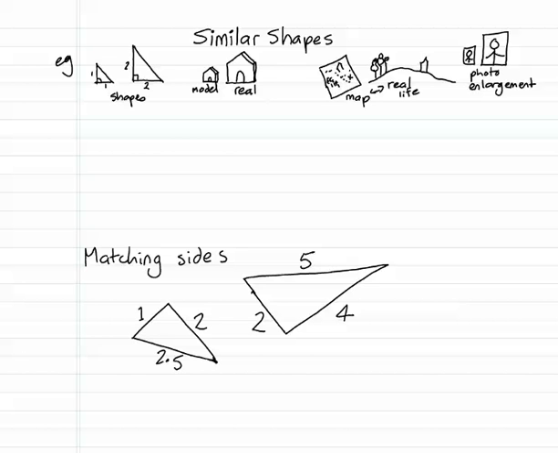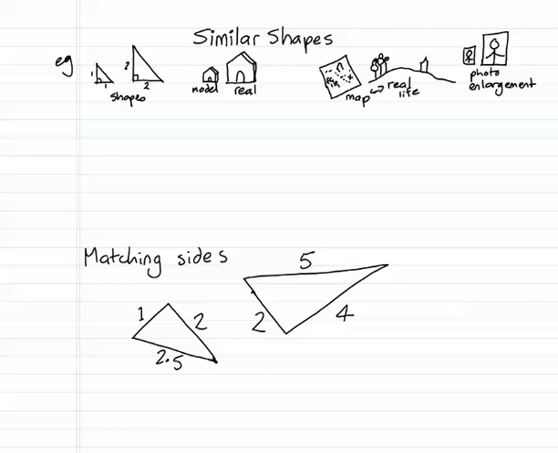Similar shapes. Similar shapes are two shapes that are exactly the same shape but different size. We get similar shapes when we make a model of a real thing that is smaller or larger. Similar shapes are a map compared to what's in real life.